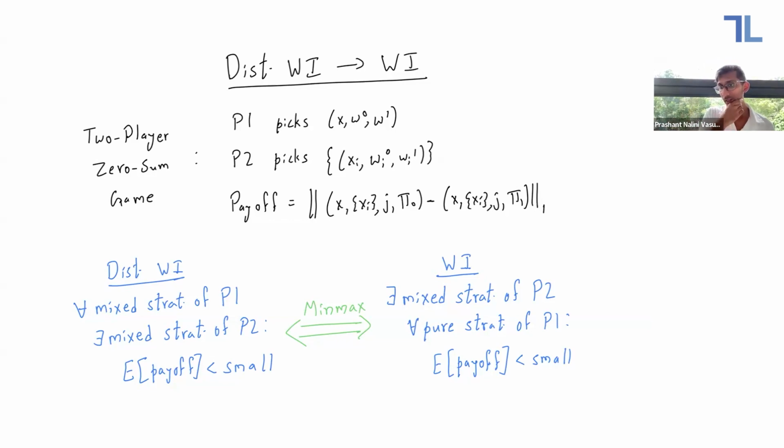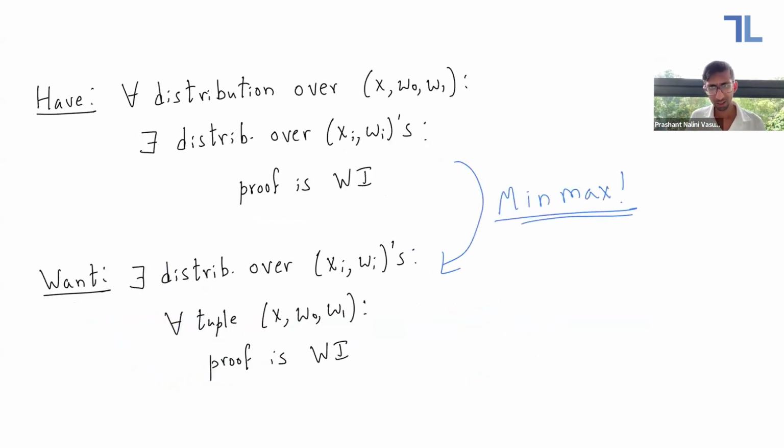Right, and this is pretty much the entire proof. There are, of course, details to work out and things to define very carefully, but this is the entire proof. You show that for any distribution over instances, you can get this distributional witness indistinguishability. And then you use the min-max theorem to say that there exists one way of choosing x's and w's. You don't even have to look at the x and w0, w1 to do this. Such that it works for every possible input and witness pair.